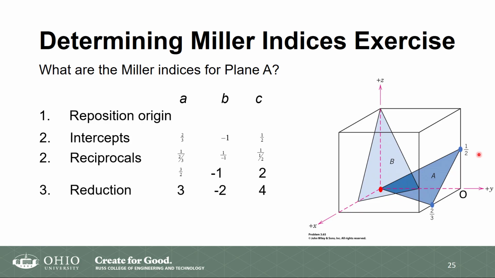And then we reduce to get all integers. To do that, we multiply everything by 2, and we end up with 3, -2, and 4. And finally, we put those in parentheses, which are 3, -2, and 4. So remember, Miller indices for planes are in parentheses. The crystallographic directions are in square brackets.